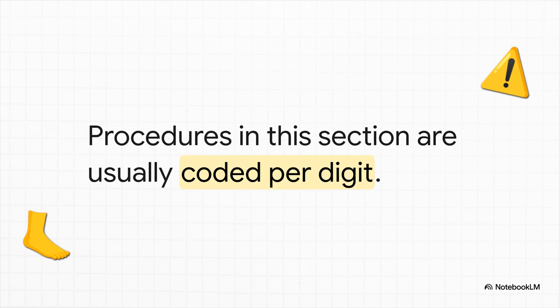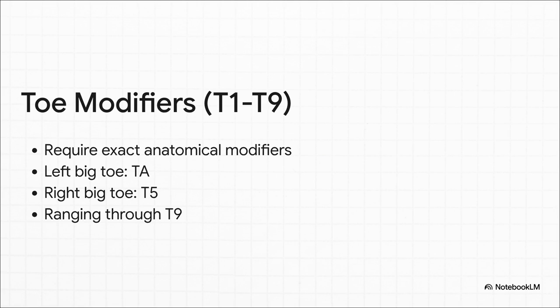Now, listen closely, because before we look at our first surgical procedure, there is an absolute foundational rule we have to establish. If you skip this, your coding is going to be wrong every single time. I like to call it the golden rule of toe coding. Here's the deal. Procedures in this section are usually coded per digit. That means if a surgeon fixes a toe, you cannot just submit the CPT code and call it a day. No way. You must append the exact anatomical modifier to tell the insurance company precisely which toe was fixed.